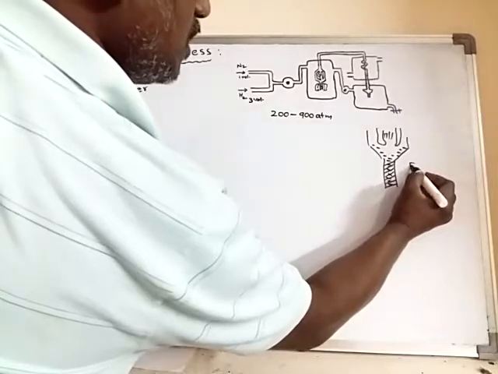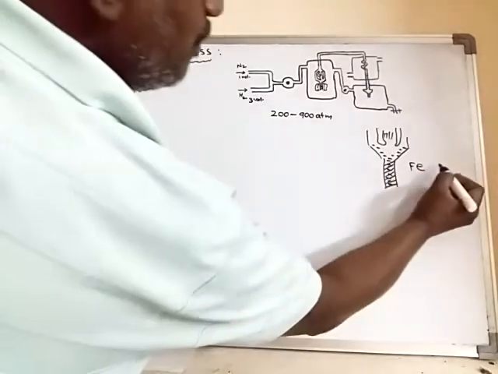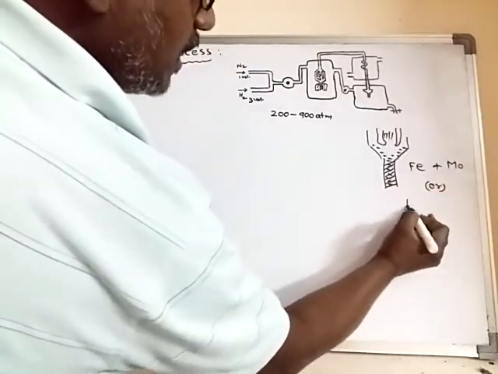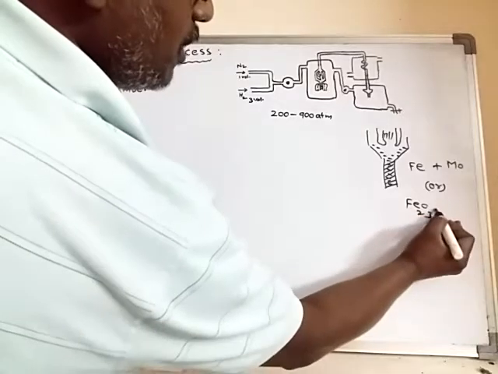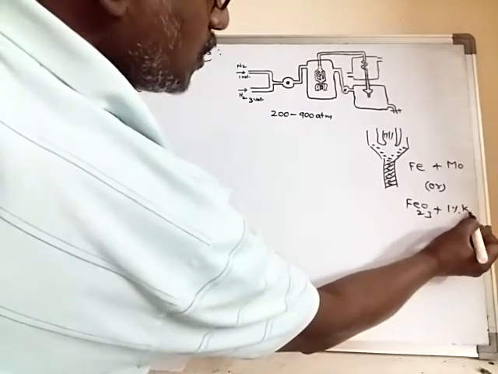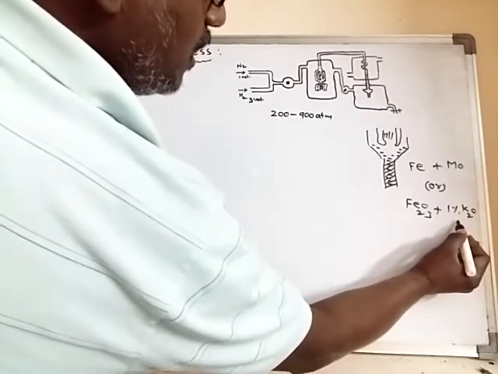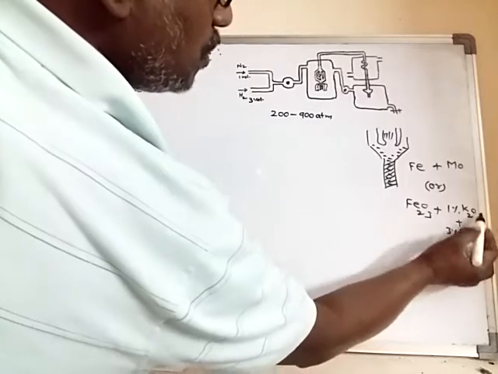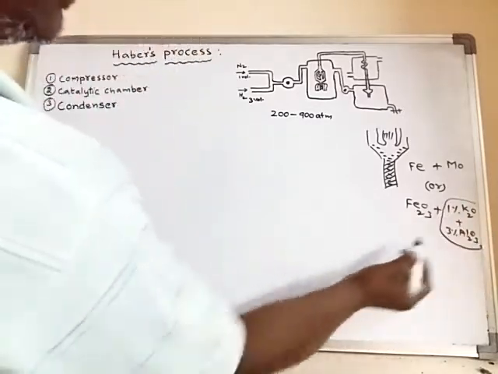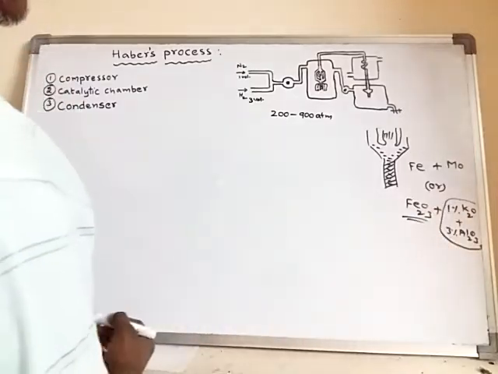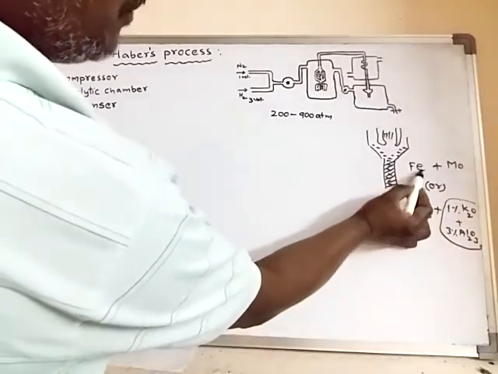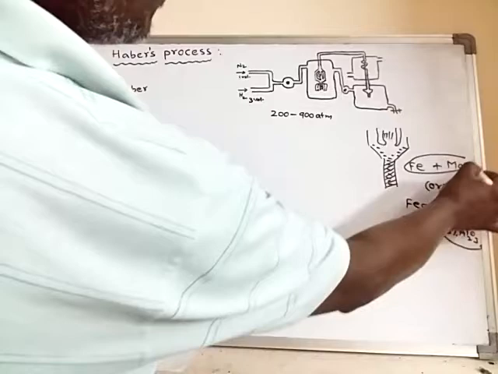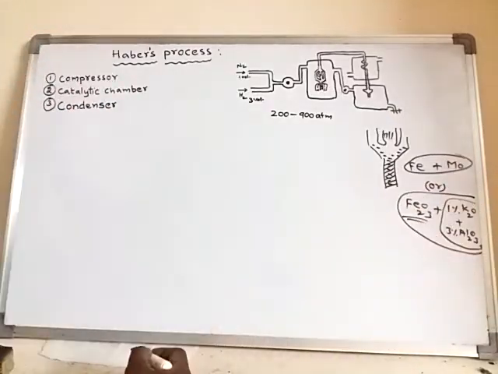What is that catalyst? It may be finely divided iron mixed with molybdenum, or it may be ferric oxide mixed with 1% potassium oxide and 3% aluminium oxide. This mixture acts as promoter, and the ferric oxide will be the catalyst. Or when finely divided iron is the catalyst, then molybdenum will act as promoter. We may use either one as a catalyst.